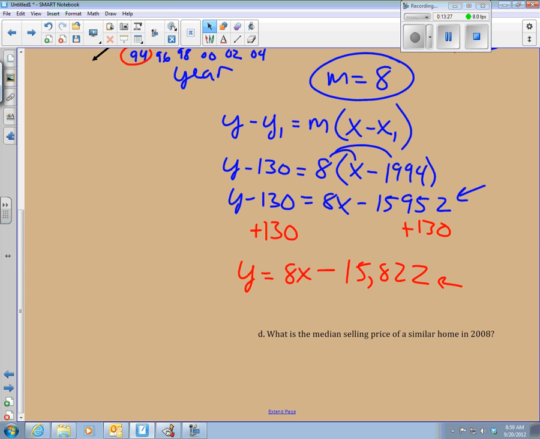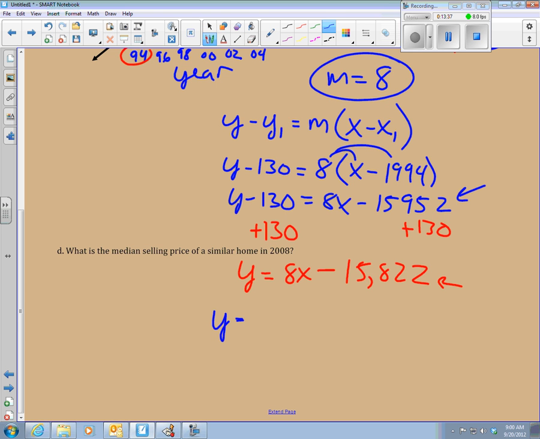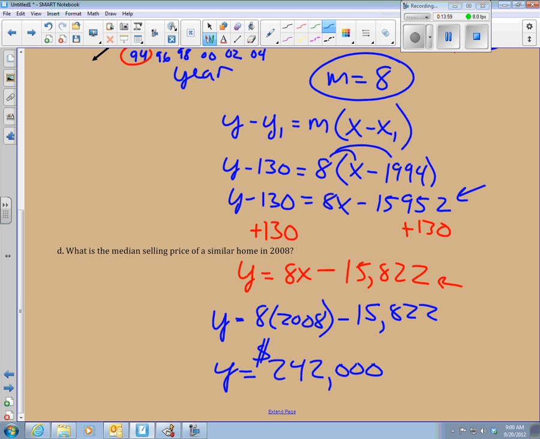And we want to predict this. What is the median selling price of a similar house in 2008? Well, it's going to be worth y money equals 8 times 2008 minus the 15,822. If you work this out, you should come up with 242. But really, it's per 1,000, so that's $242,000 will be the median selling price in 2008.